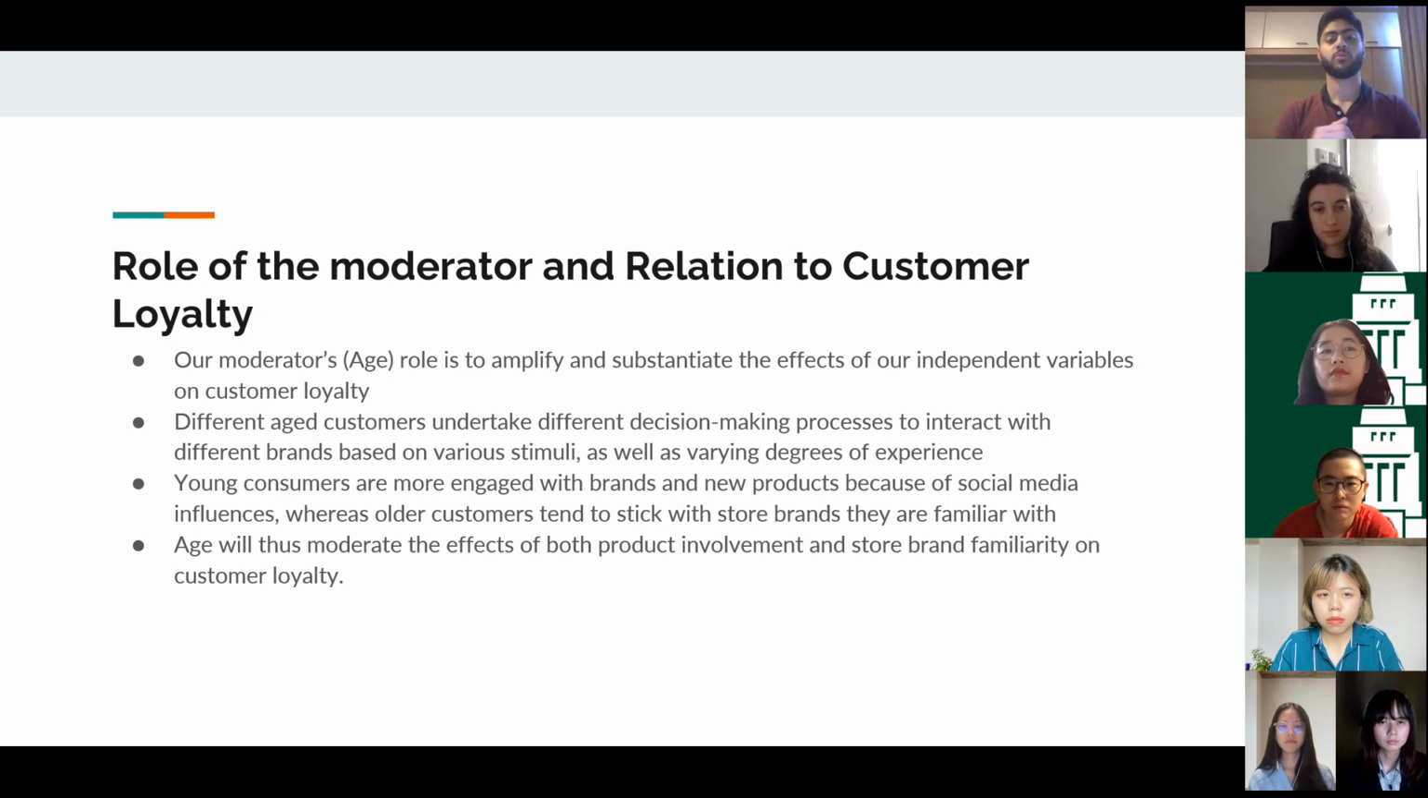And older customers will tend to gravitate towards brands that they are familiar with or their close colleagues tend to be involved with. Younger customers will look at how the brands are providing them functional as well as perceived social value, which makes younger customers opt for brands and be loyal to them much more quickly than their older counterparts. So now my teammate will discuss the conceptual model's research methodology.